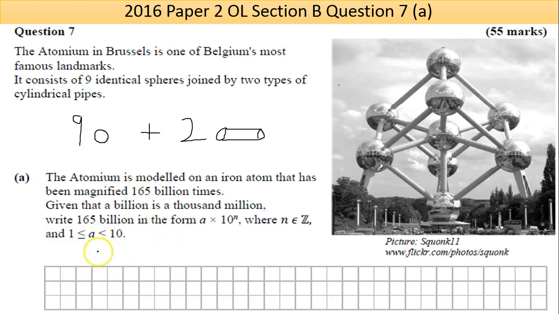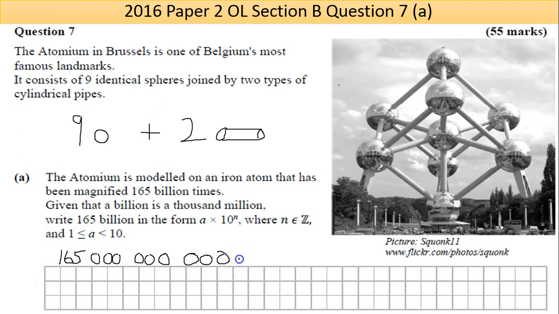I'd say why not visualize what 165 billion is before we do anything, to at least get you the attempt. So 165 billion is 1,000 million, so 1,000 is 3 zeros, a million is 6 zeros. So that's 165 billion atoms. Now, you want to express this where your first number is between 1 and 10.